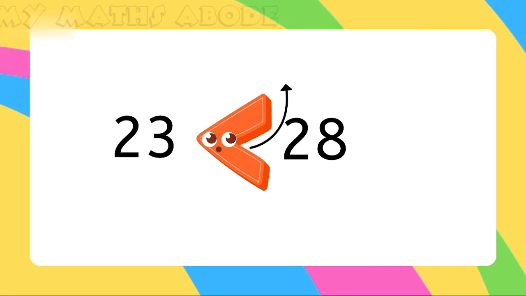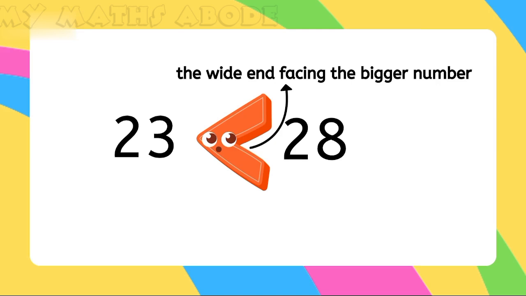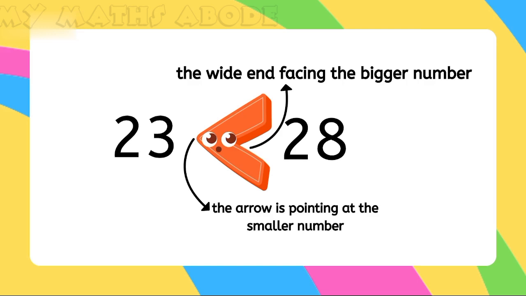So let me show you what I mean. If you look at this, you see that the wider end is facing the bigger number, while the pointlike arrow is facing the smaller number. So whenever you want to use your signs, the less than sign or the greater than sign, just make sure that the arrow end is facing the smaller number, while the open end is facing the bigger number. So this simply means that 23 is less than 28.